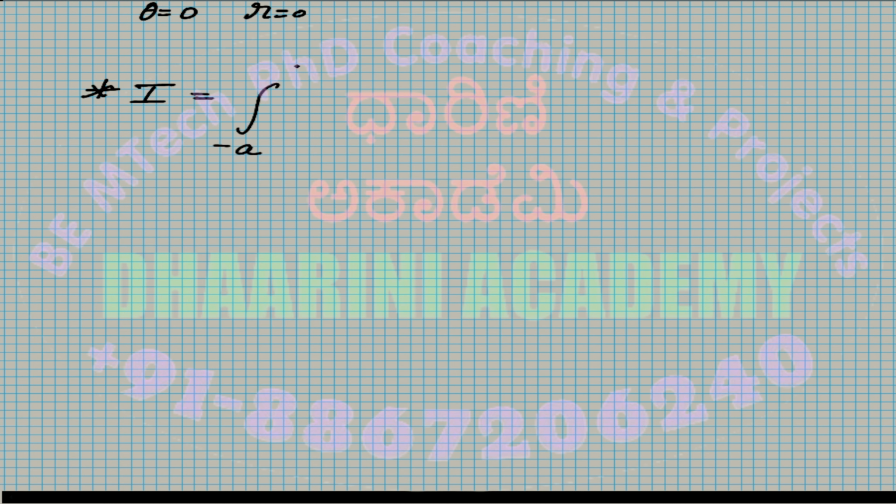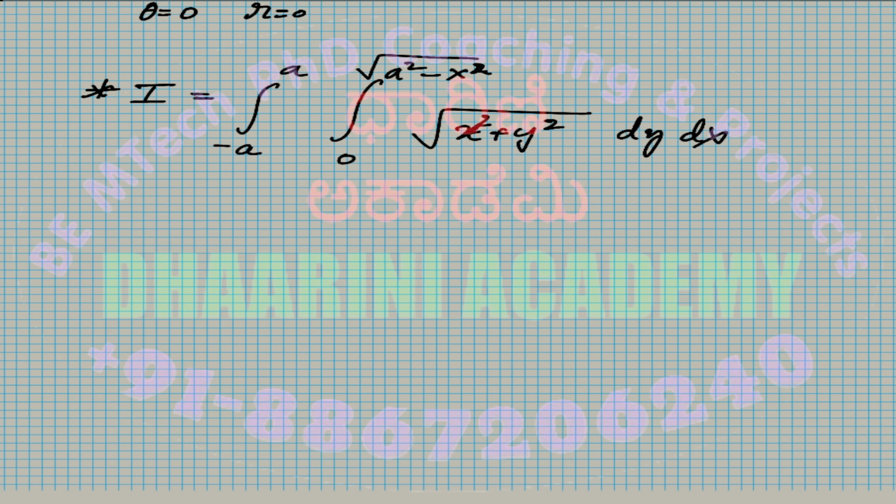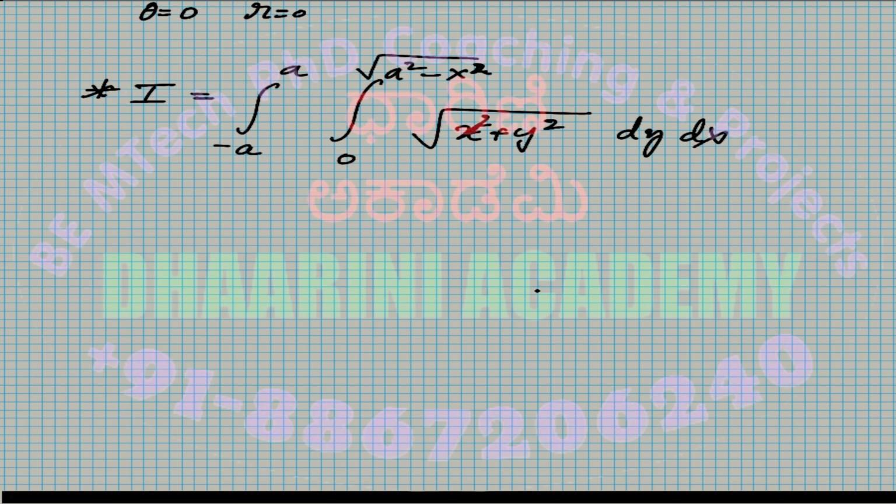So this is the integral from minus a to plus a, and the inner integral is from 0 to root of a square minus x square, of root of x square plus y square dy dx, right? Solve by converting this into polar coordinates. Now this means I have to decide what happens with r, right?